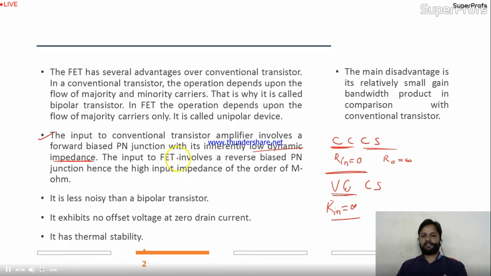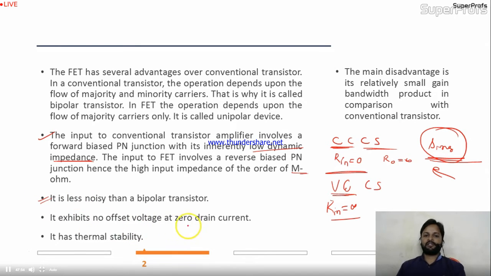So this point is over, I think. The input to FET involves a reverse bias PN junction, hence the high input impedance of the order of mega ohms. Okay. It is less noisy than a bipolar transistor. The noise is less in this. Why? Because this is a single channel, right? There are only majority carriers and no thermal effect. Thermal stability is good. So I can say there is zero noise or very little noise.